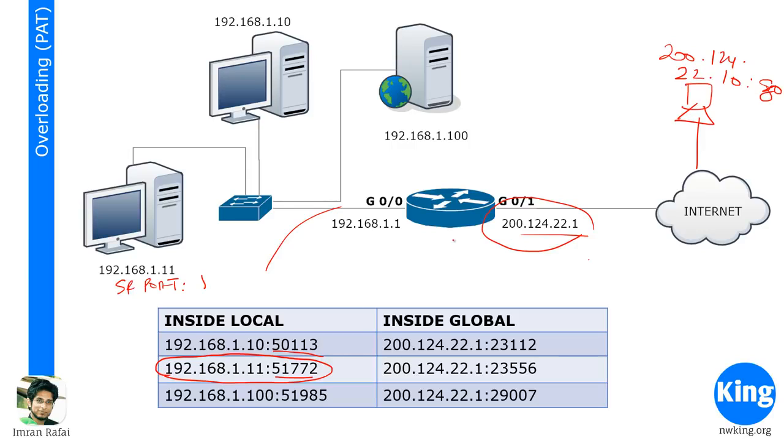When it comes to this router, the router says, I see you want to go to the internet. So what I'm going to do is translate you. From now onwards, your source IP address is going to be 200.124.22.1.